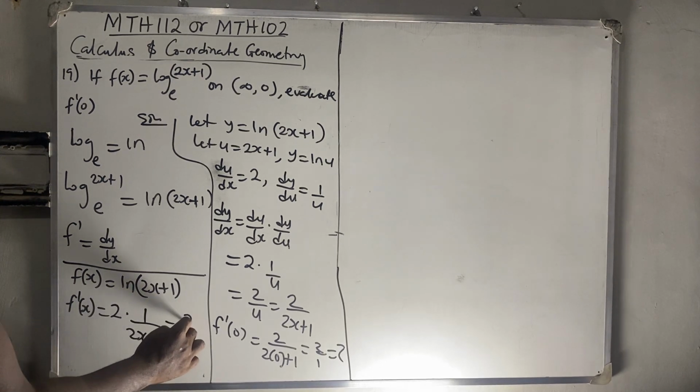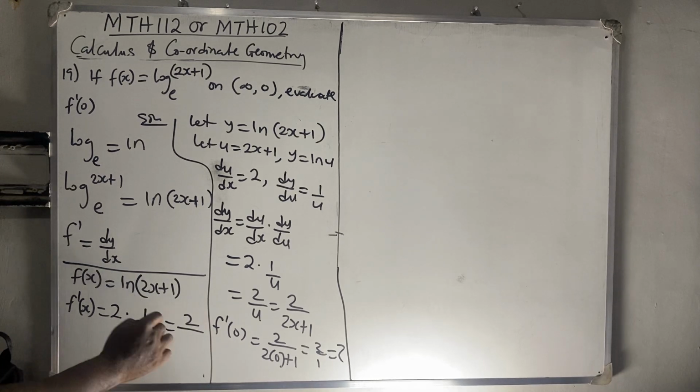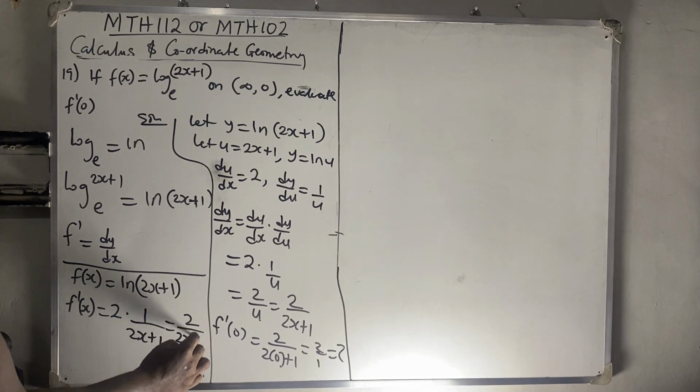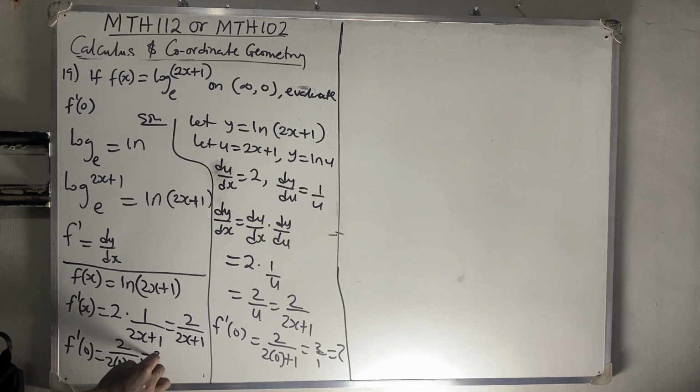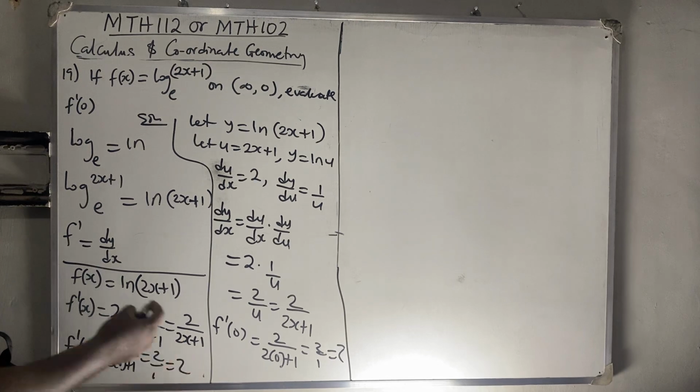So which is giving me 2 over 2x plus 1. Very simple. And they say I should find f prime of 0, which means anywhere I see x, I should put 0. That is 2 all over 2 into 0 plus 1, which will give you 2 over 1, which is 2, the same answer.